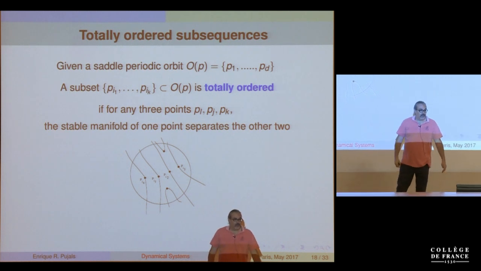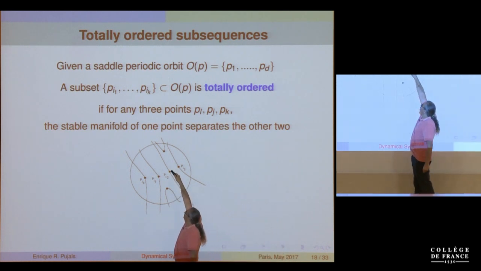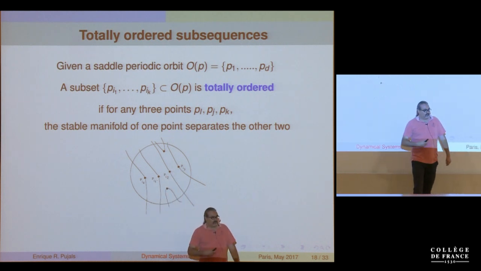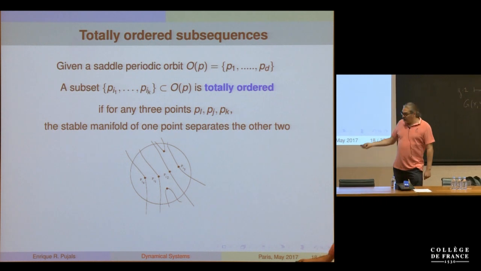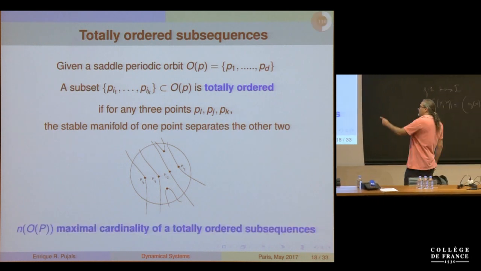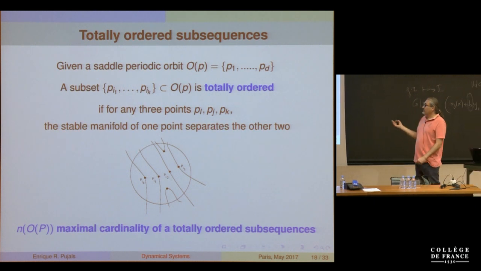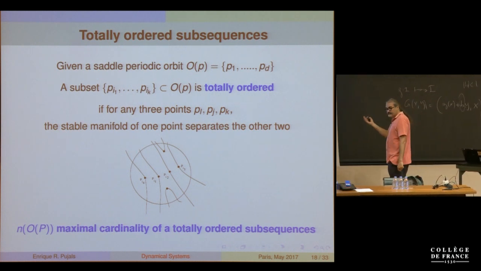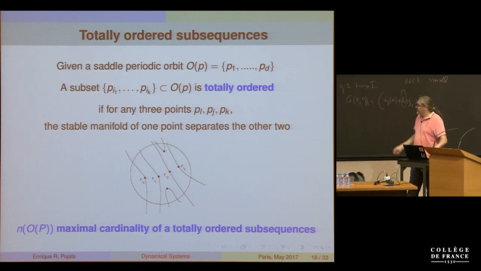So you have one separating the other two, etc. You are removing this one, and the one on the top. You only keep this one. So this subsequence is totally ordered. We introduce this quantity: NOP is the maximal cardinality of a totally ordered subsequence. In this case, it's 4. And the proofs come down to understanding this number.